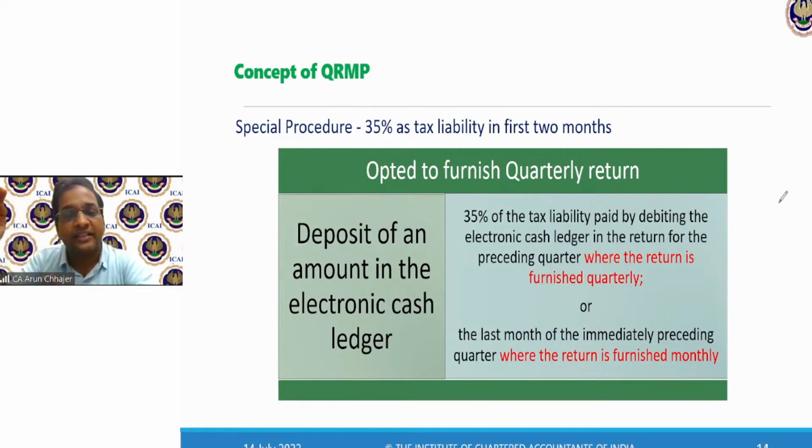तो इस मेथड ने क्या किया? सिंपली राउंड ऑफ किया, नथिंग एल्स. सिंपली दे हैव डन द राउंडिंग ऑफ. 33.33 की जगह उन्होंने क्या कहा? 35% लेना है.